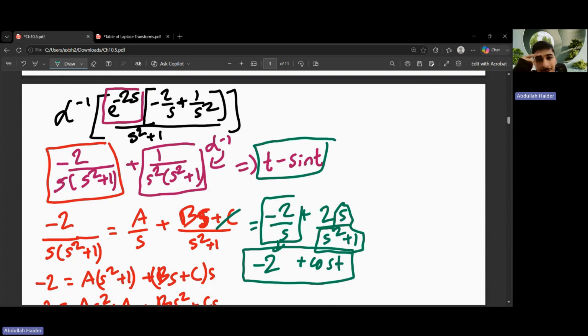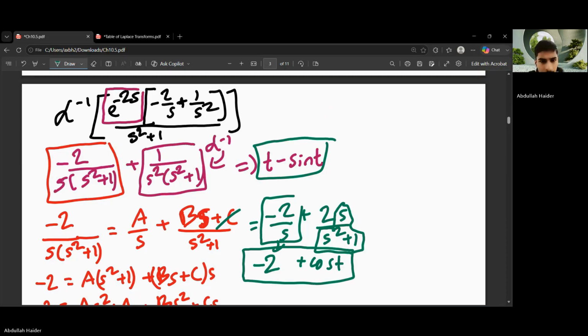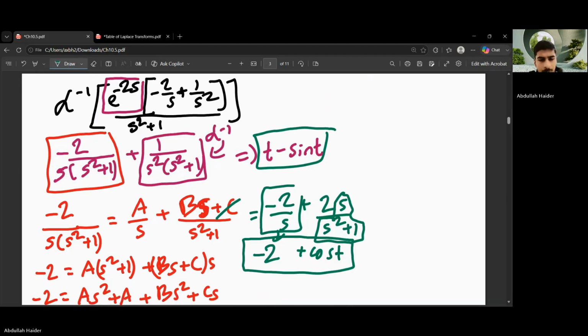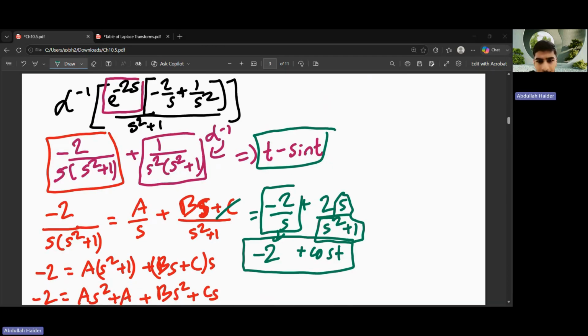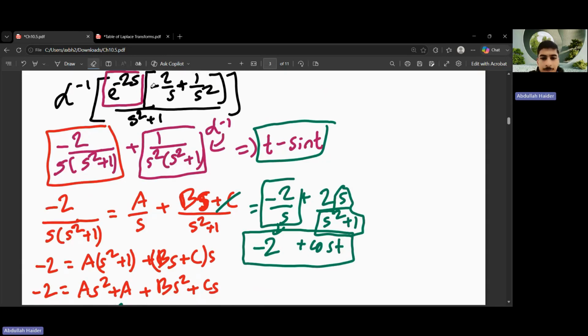Now let me just confirm these are right. Oh, and this should be plus 2 cosine t. Oh, I'm making so many mistakes today. Minus 2 plus 2, because we have a 2 here, and this should be multiplied by cosine t.